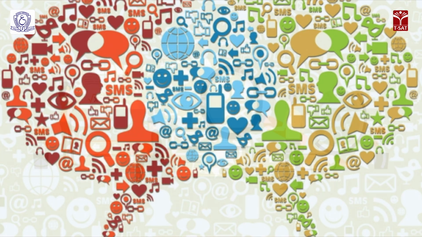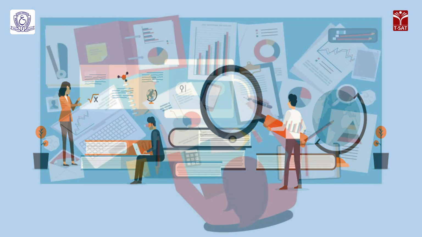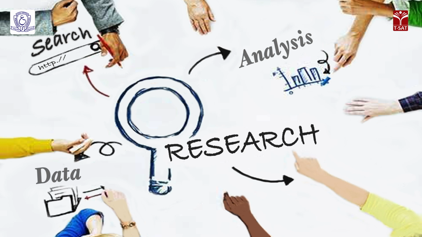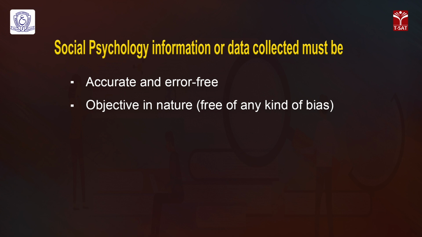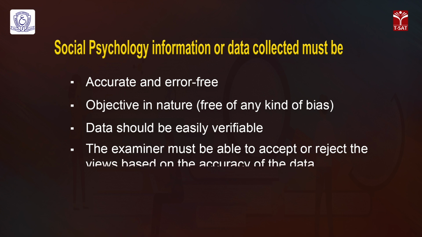It is a systematic study of social perception and interactions using a set of values and several methods that can be used to get information for evaluation or further analysis. This information or data must be collected. It should be accurate and error-free. It should be objective in nature, that is, free of any kind of bias. Data should be easily verifiable. The examiner must be able to accept or reject the views based on the accuracy of the data.